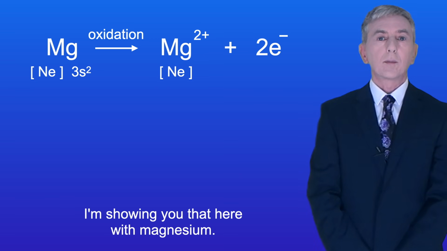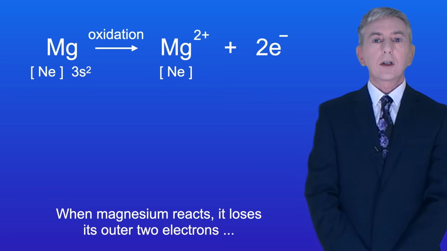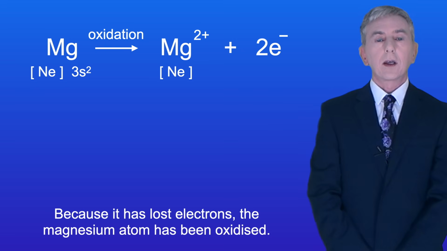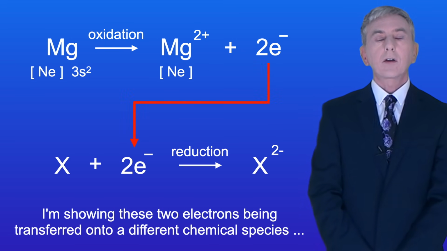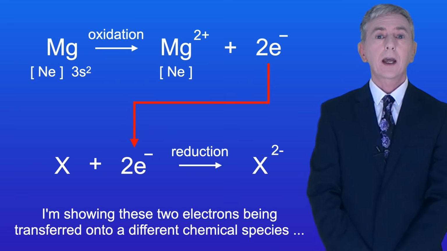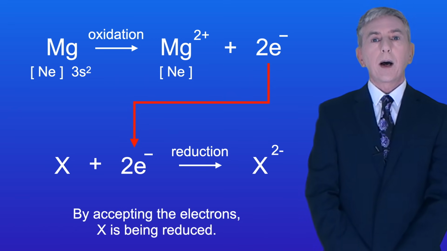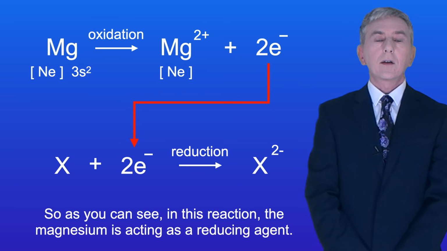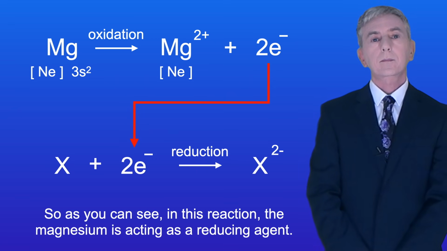I'm showing you that here with magnesium. When magnesium reacts, it loses its outer 2 electrons to form the magnesium ion Mg2+. Because it has lost electrons, the magnesium atom has been oxidized. I'm showing these 2 electrons being transferred onto a different chemical species, which in this case I'm calling X. By accepting the electrons, X is being reduced. So as you can see, in this reaction, the magnesium is acting as a reducing agent.